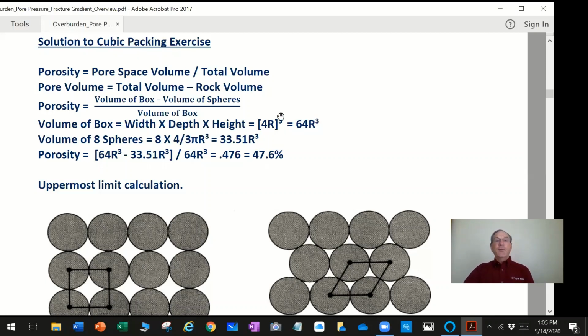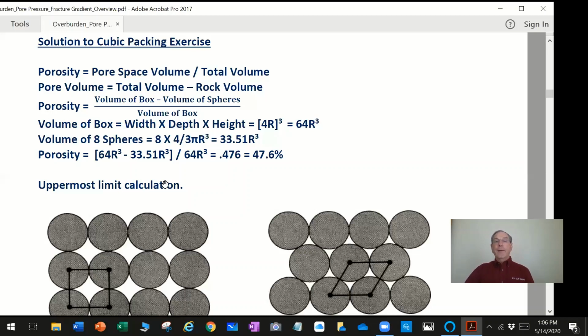Now the volume of the 8 spheres: we have 8 spheres, so it's going to be 8 times the volume of one sphere, which is 4/3 pi r cubed, and that gives us a volume for all of the 8 spheres of 33.51 r^3. So porosity for this example, in cubic packing, is going to be the volume of the box, 64r^3, minus the volume of the spheres, divided by the total volume, which is 0.476, or 47.6%.